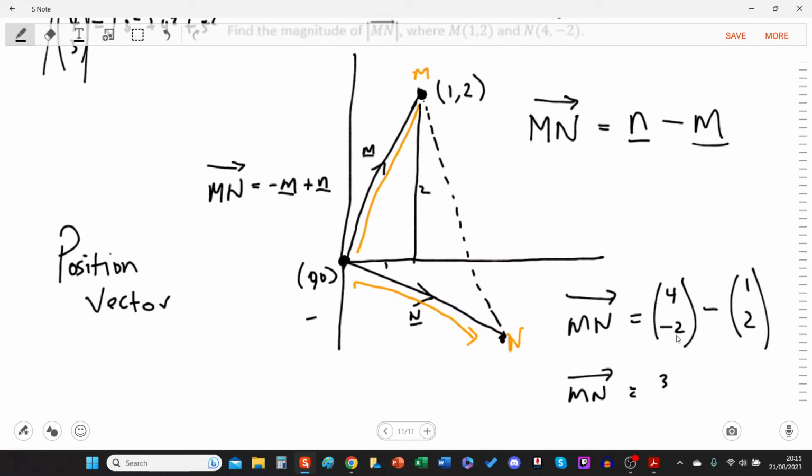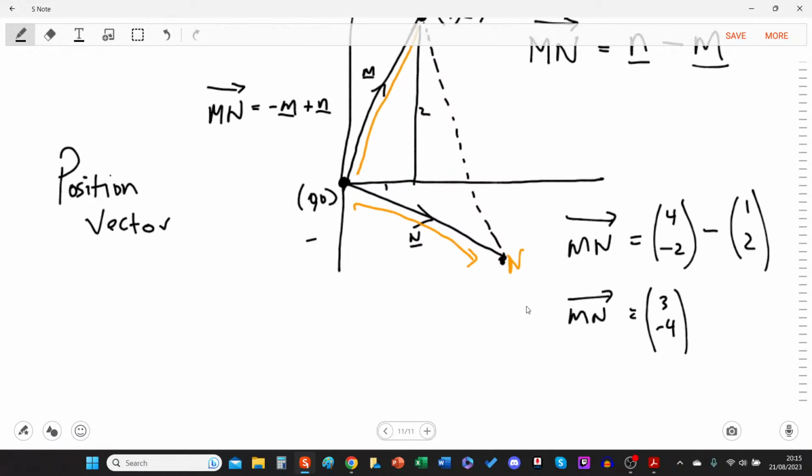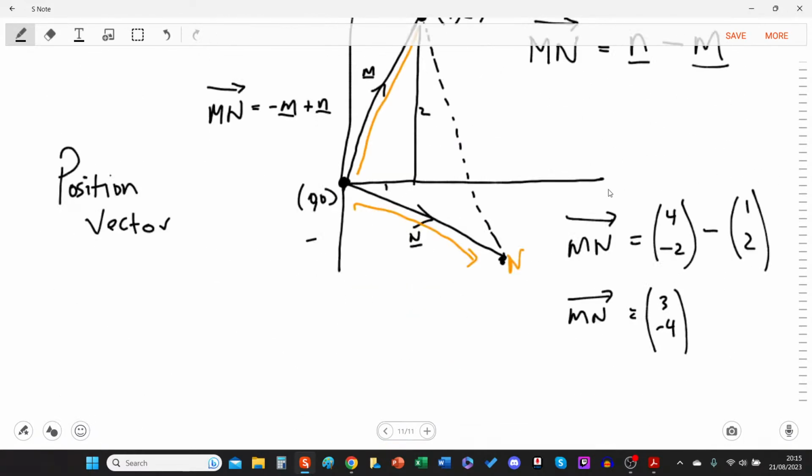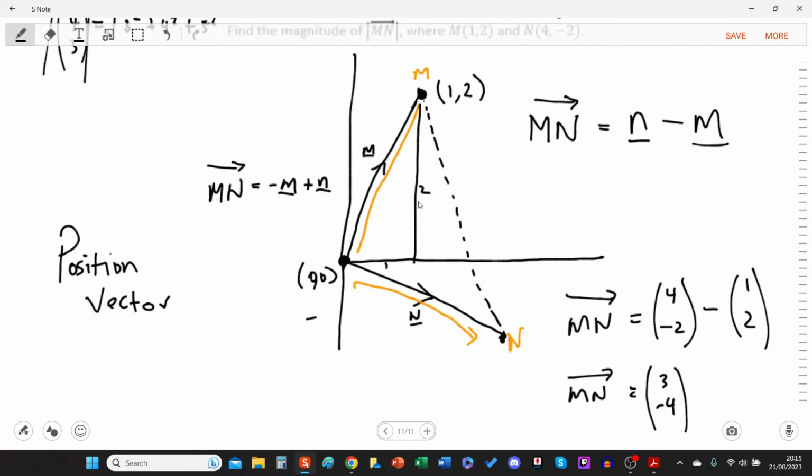So 4 take away 1 is 3, and -2 minus 2 is -4. The good thing about this whole process is, even though there's negative, because we end up squaring it, all distance is positive anyway. But look, 3 and 4, just like from earlier when we were looking at the coordinate way of doing it, we got the 3 and the 4, we square them, and we found the length was 5. It's the same thing that's going to happen here. So we found that the vector is 3, -4. And we did that based on the fact that we have a position vector. So we go down towards the origin and then up across to n, and that will allow us to find that.